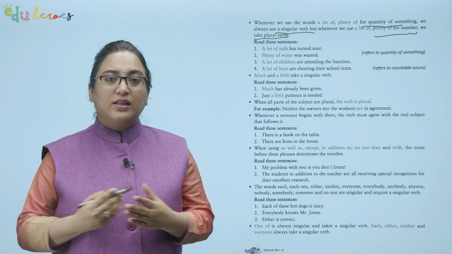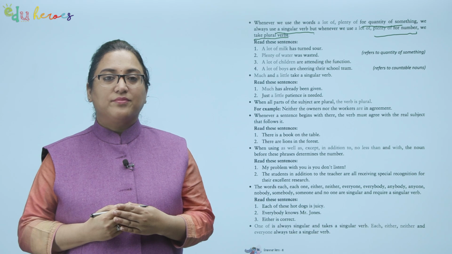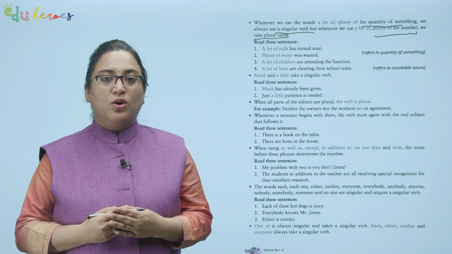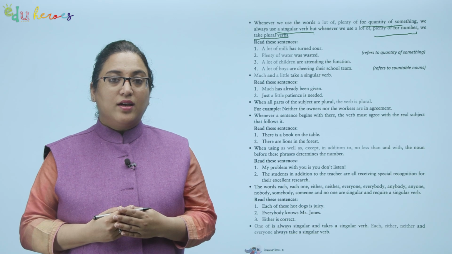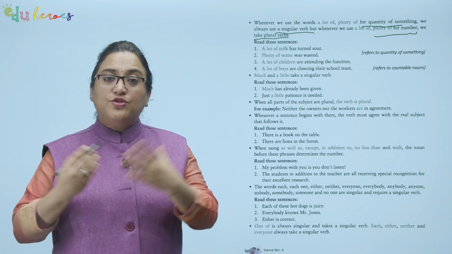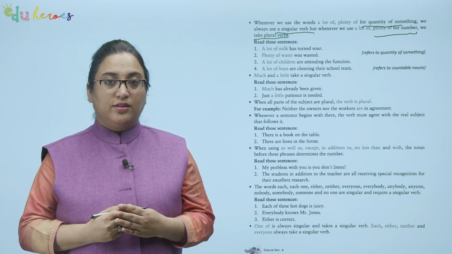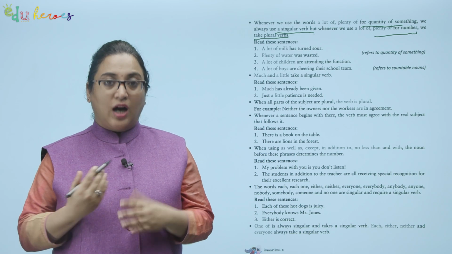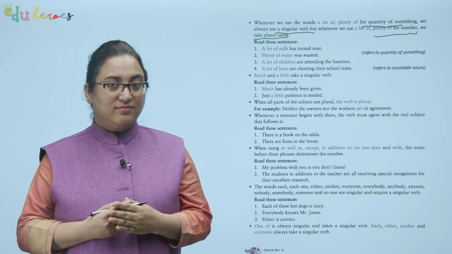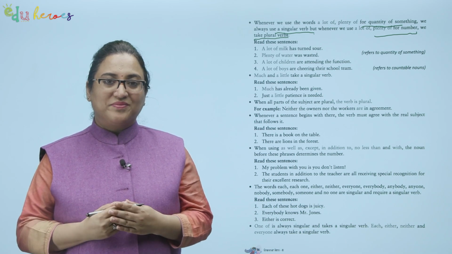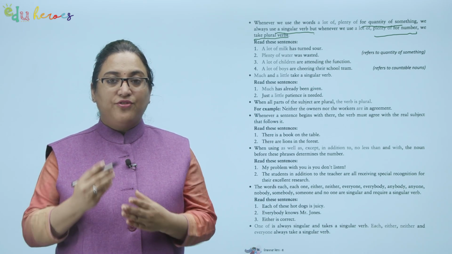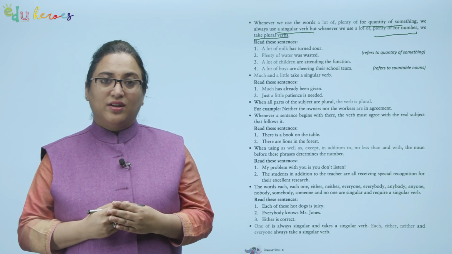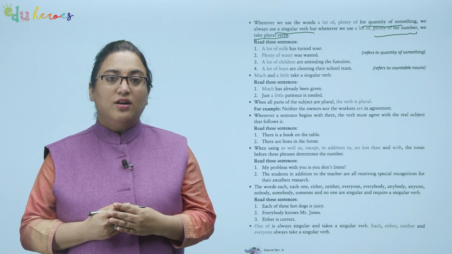Okay, let's read these sentences. A lot of milk has turned sour. Plenty of water was wasted. This refers to the quantity of something. And now, a lot of children are attending the function. Can you count the number of children? Yes, so it's countable. A lot of boys are cheering their school team. This refers to a countable noun. So you can see the usage of the verb here.